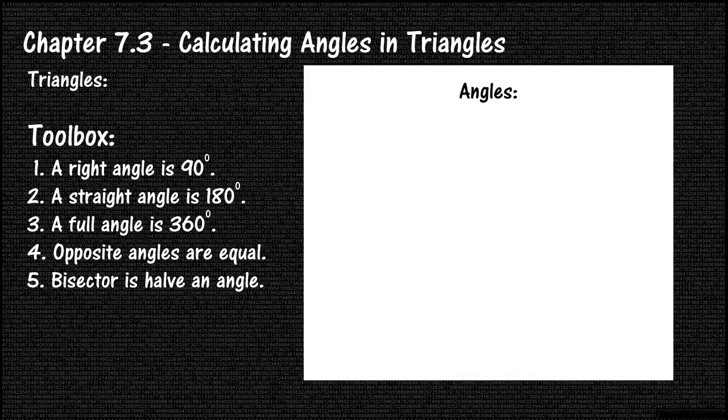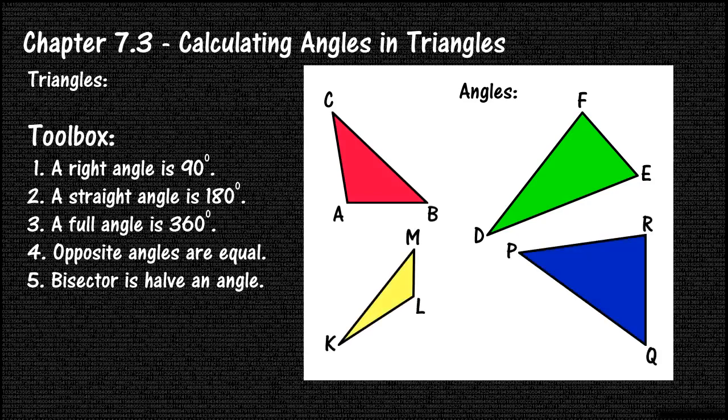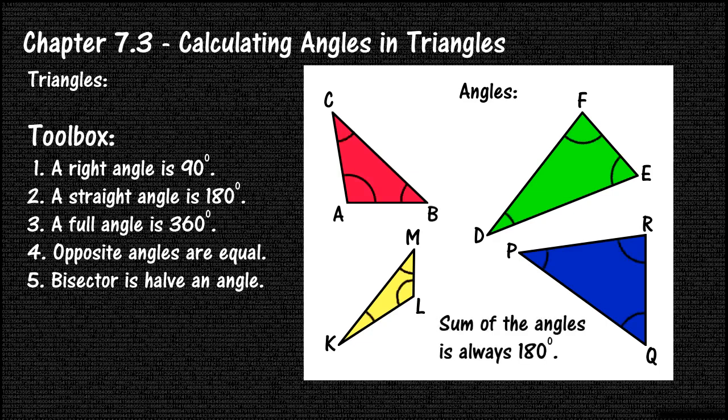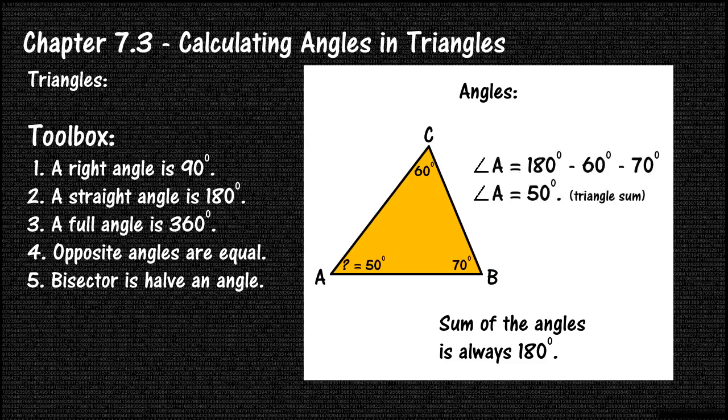You see, it doesn't matter if we were to look at this triangle, or this, or even this one. All triangles have one thing in common. The sum of the angles is always equal to 180 degrees. There is no exception to this rule. So, if you happen to know 2 of the angles, you can always calculate the third one. Easy. In this triangle, angle A should be 50 degrees, as angles B and C add up to 130, leaving me with only 50 degrees.